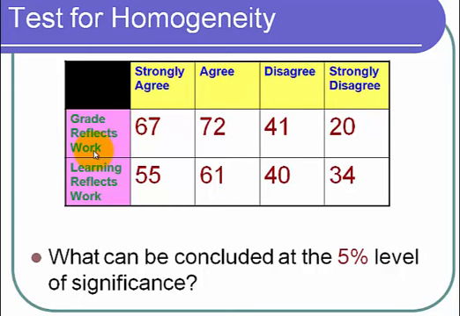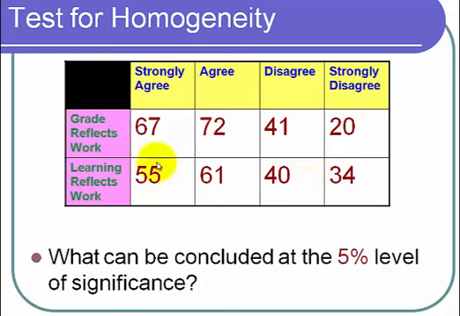And the first row is going to be the answers to "the grade reflects the work that was done." And the second is "the learning reflects the work that was done." And here is the data. Notice that they're not all the same numbers, right? We have a 72 and a 61, a 20 and a 34.